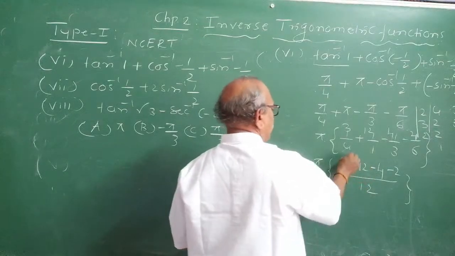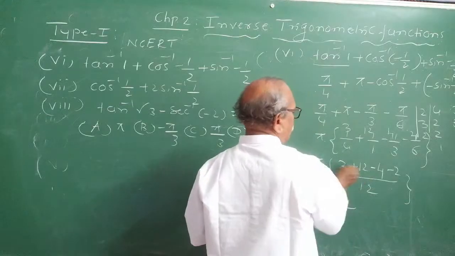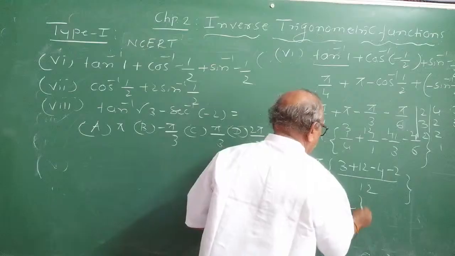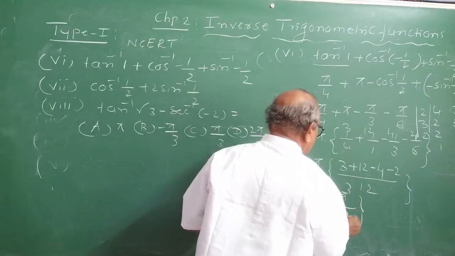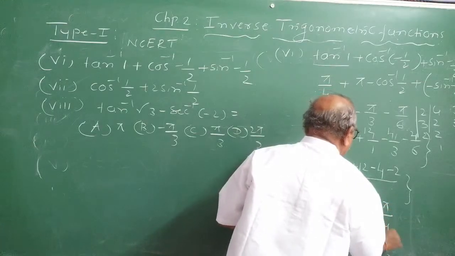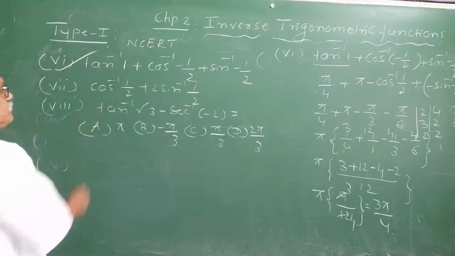You can write the values, pi into bracket: 12 plus 3 is 15, 15 minus 6 is 9, so 9 by 12. You can simplify: 3 threes are, 3 fours are. You will get 3 pi by 4 as the principal value of this particular problem.